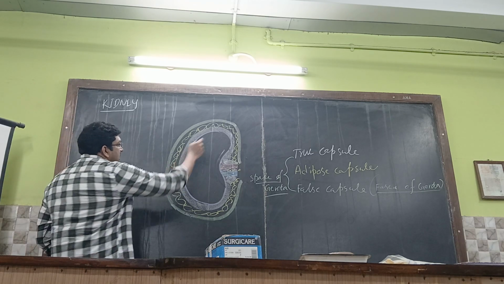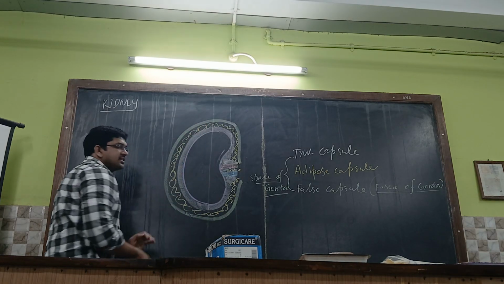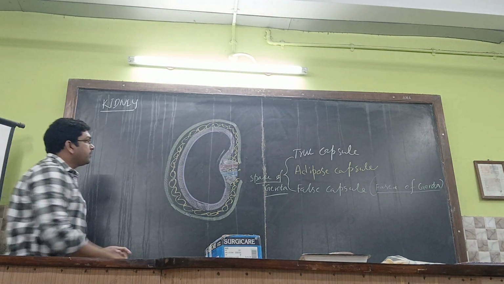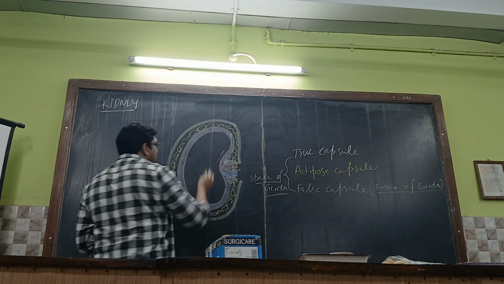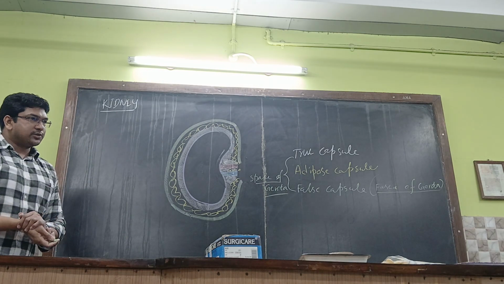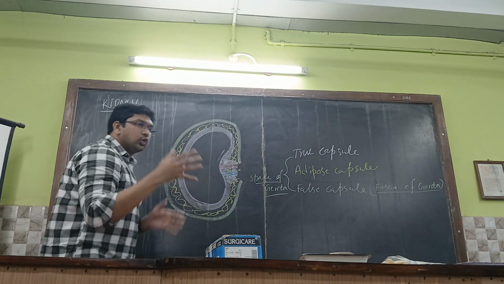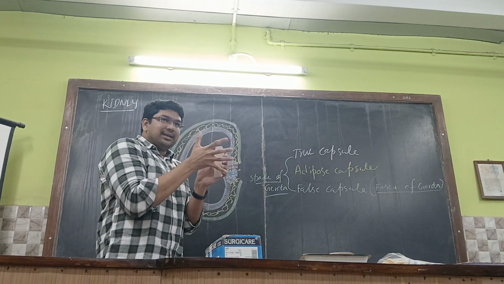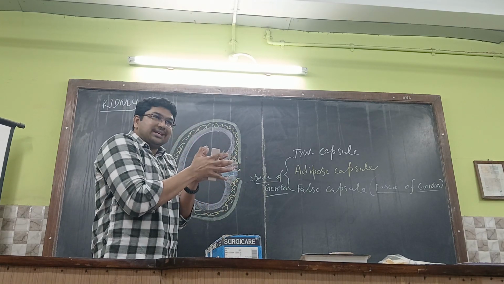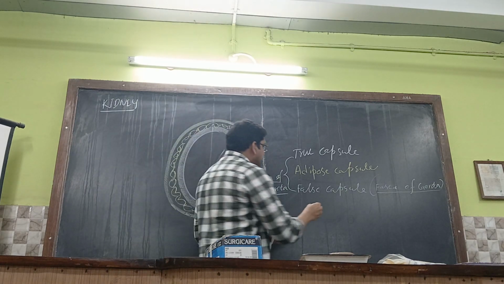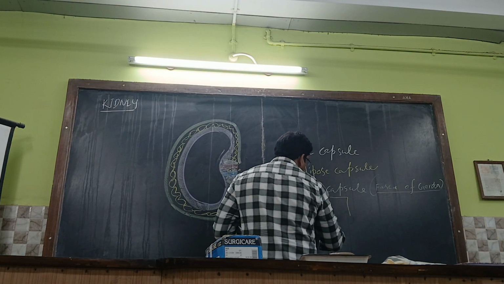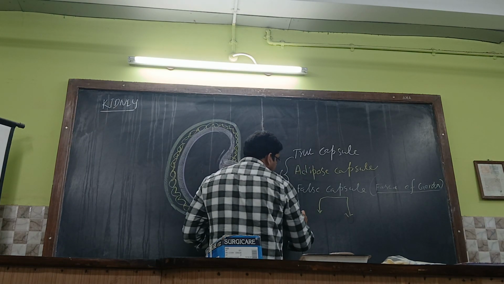Right. So this is the false capsule, and there are a few extensions of it laterally. This false capsule contains two layers, an anterior layer and a posterior layer. The anterior layer is termed the fascia of Toldt, one more fascia of Toldt.